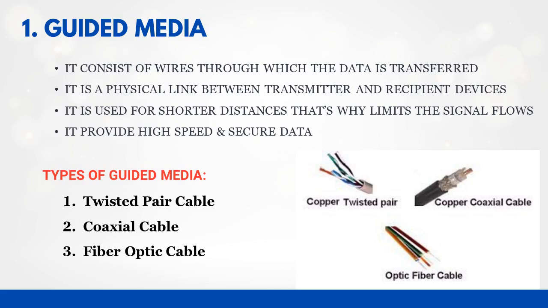It provides high speed and is generally more secure because the data stays within the cables and is harder for outsiders to intercept. Types of guided media: twisted pair cable, coaxial cable, fiber optic cable.